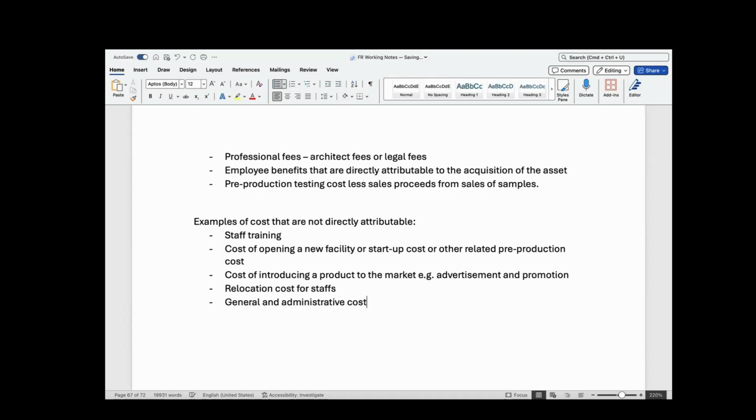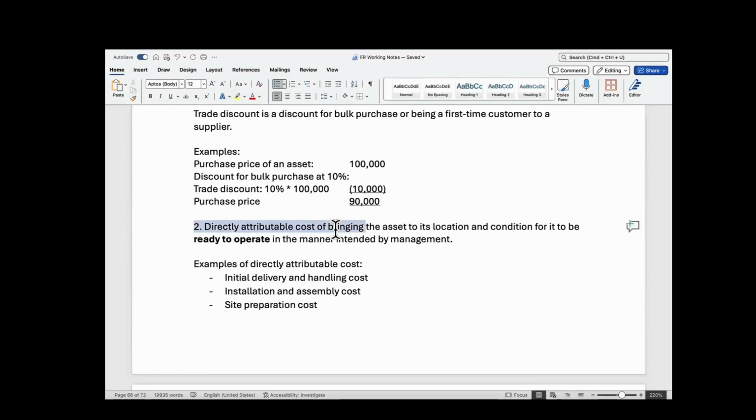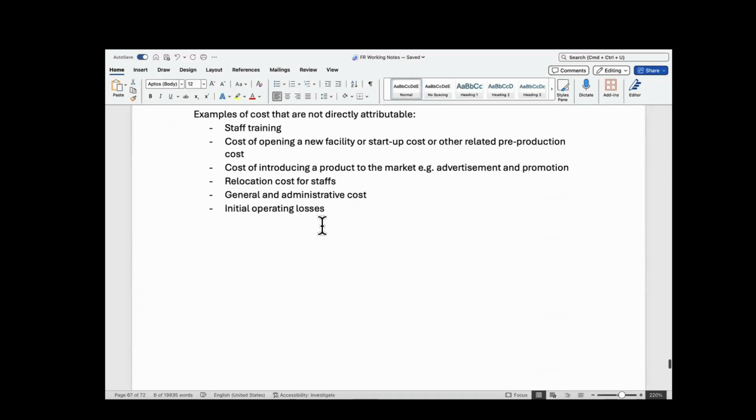or any other general and administrative costs. Also is initial operating losses. You started using the assets, you are incurring losses, they are all expensed. So it's important we mention this, and it's important you know it. It can earn you 3 marks in the exam in case I decide to ask you. So that is number 2, directly attributable costs.